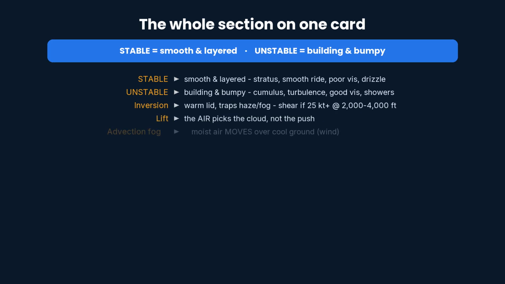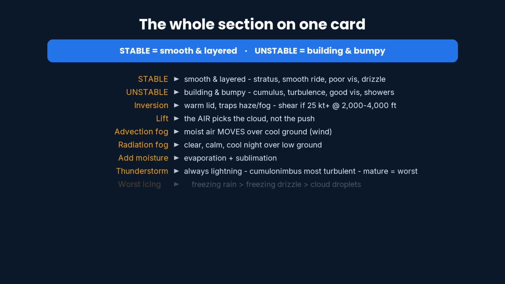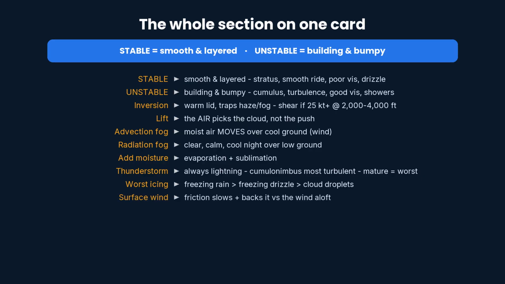An inversion is stability maxed out, a warm lid that traps haze and fog. And expect wind shear on top of it when the wind 2,000 to 4,000 feet up is 25 knots or more. Lift doesn't pick the cloud, the air's stability does. Advection fog moves in on the wind over cool ground. Radiation fog forms on a clear, calm, cool night. Moisture is added by evaporation and sublimation.